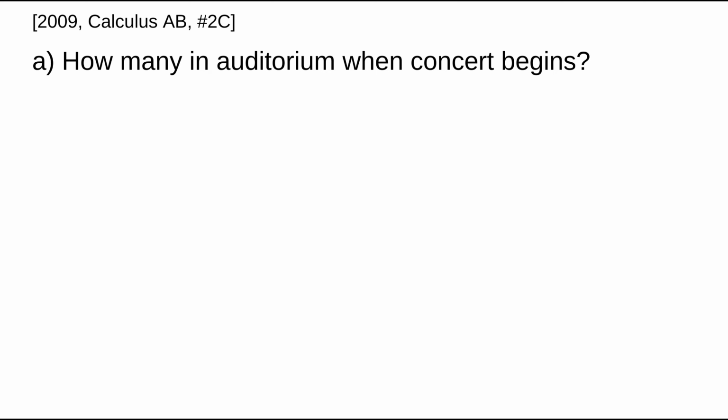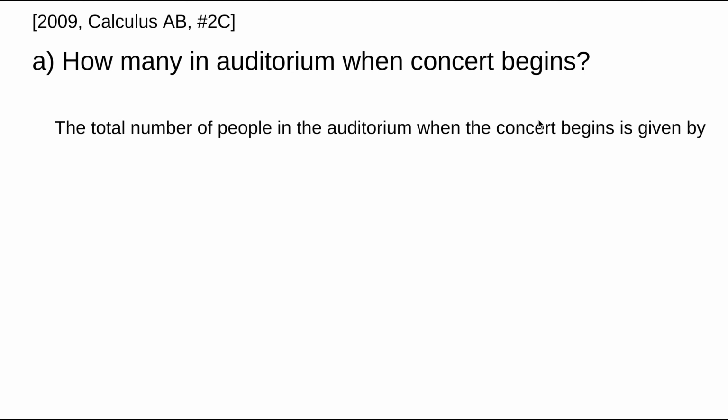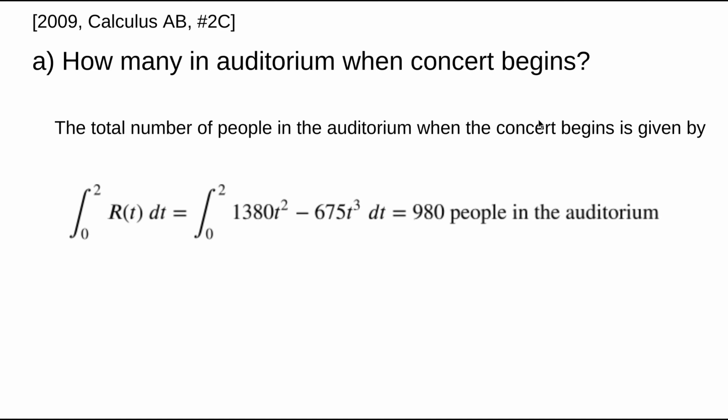begins. Well, if R of t represents the rate at which people are entering, the total number of people entering would just be the integral of that rate function over the 2 hours before the concert begins. So we're going to integrate R of t from 0 to 2. This is a calculator active question, so use your calculator to do this unless you like doing it by hand. It turns out that there are 980 people in the auditorium when this concert begins.